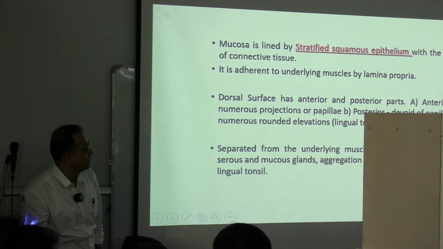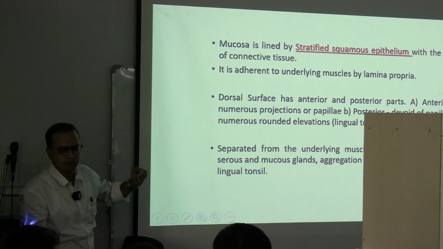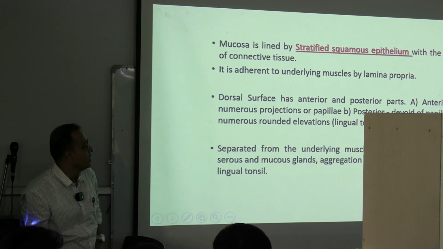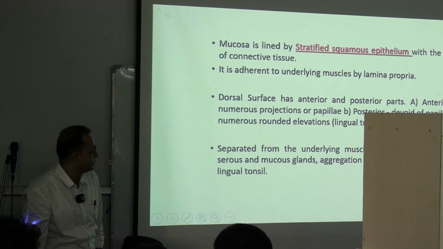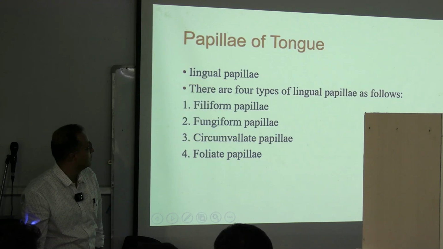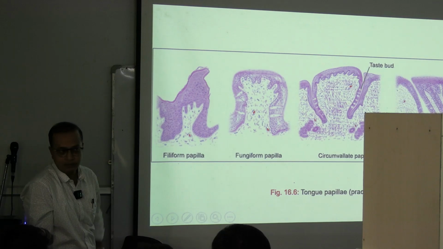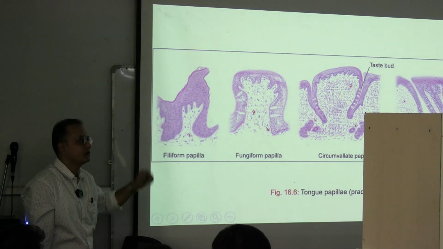very tight layer, which we call the submucosal coat, which holds some glands, but they are very tightly knit structures. Apart from that, the dorsal surface has this particular part with these elevations on it. Now, these elevations we call papillae. The papillae present in the tongue we call lingual papillae. These papillae are of different sizes and shapes.